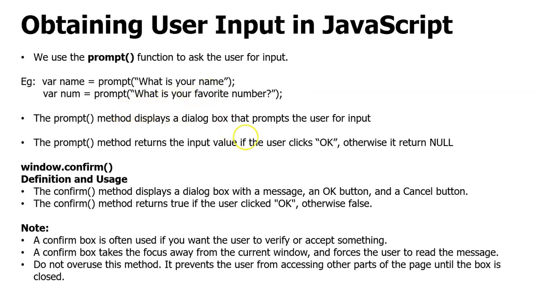Likewise, what is your favorite color? I can give blue, and I'll press OK. So in the prompt message, we are going to get some data: your name, and your favorite number. Sorry, it's not color, it's a number. So it is 1 or 2 or 3, whatever number you give, and that is going to be displayed. So this is how your prompt will work.